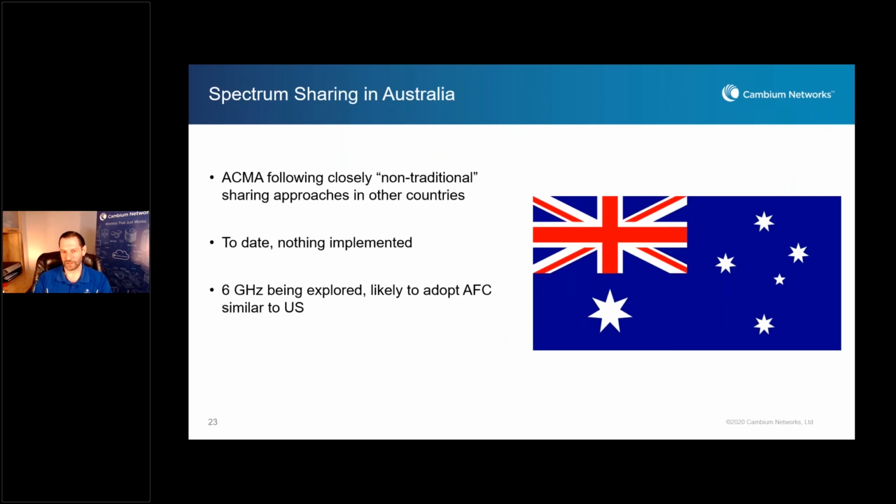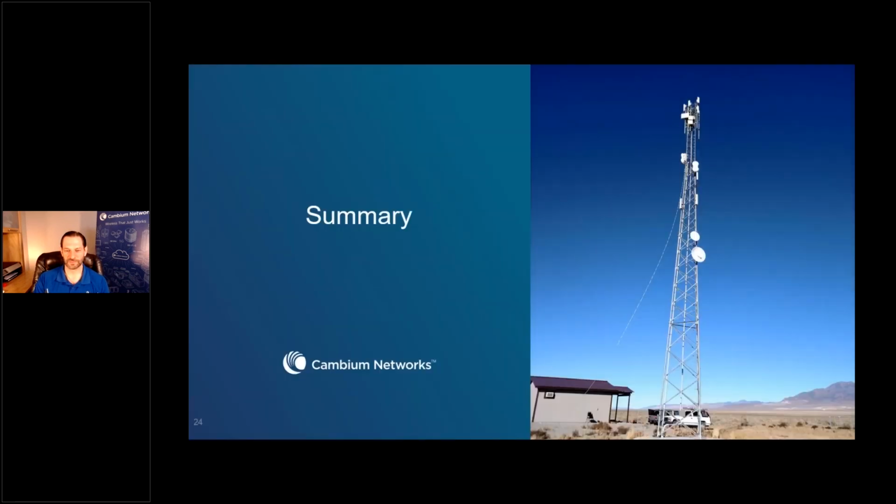So again, this is just a smattering of countries that have spoken on their efforts to date, what they're doing. There are many others that I didn't cover that are doing other things.